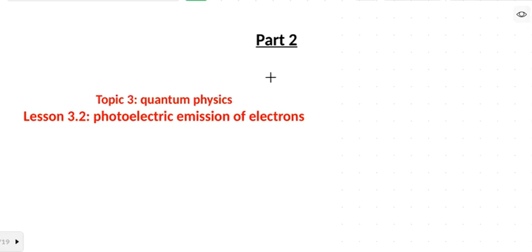It is part 2 of lesson 3.2, photoelectric emission of electrons. In this part, we will concentrate on Einstein's equation and the derivation of Einstein's equation, and we will solve some applications on photoelectric emission, on work function and on Einstein's equation. So most of this video will be practicing on these equations after deriving Einstein's equation.